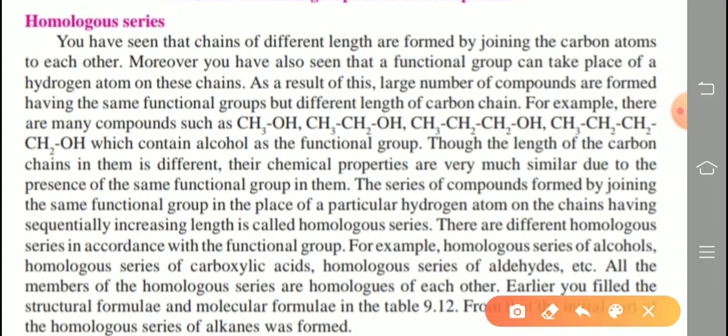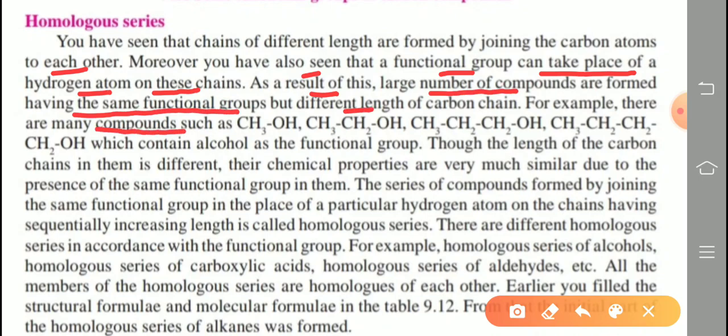You have seen that chains of different lengths are formed by joining the carbon atoms to each other. Moreover, you have also seen that a functional group can take the place of a hydrogen atom on these chains. As a result, a large number of compounds are formed having the same functional group but different lengths of carbon chain. For example, there are many compounds such as CH3OH.